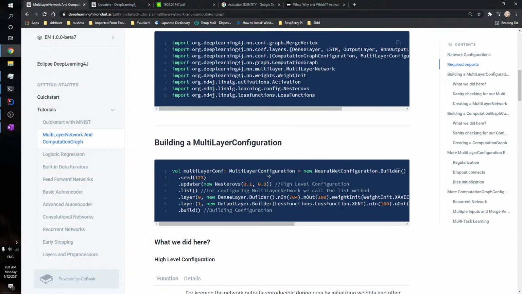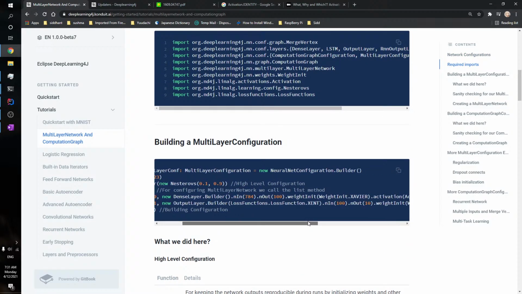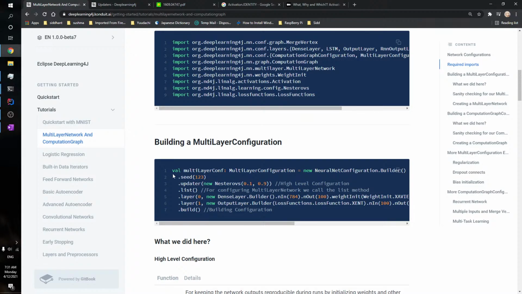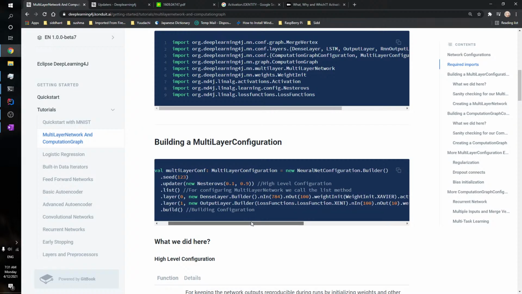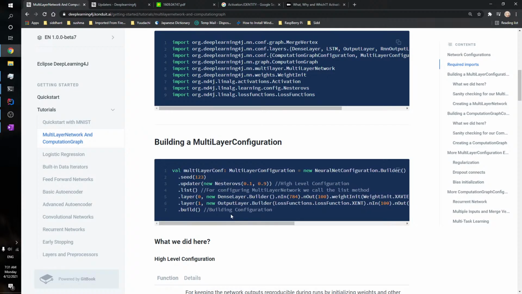Alright, so let's start with the very basics, shall we? We have a multi-layer configuration with seed with an update of, we're using Nesterov's updater. Okay. I wonder why we're doing that. But let's say we are.